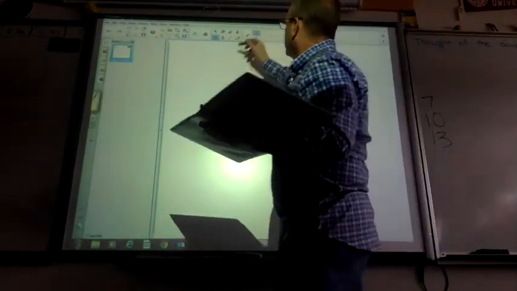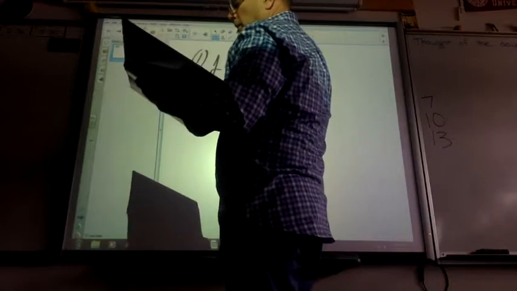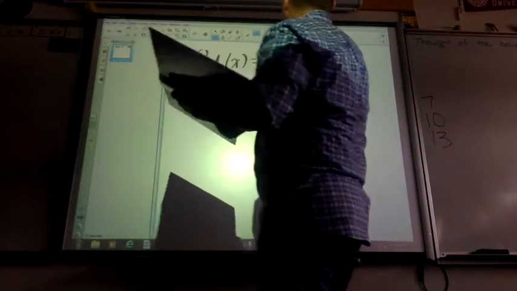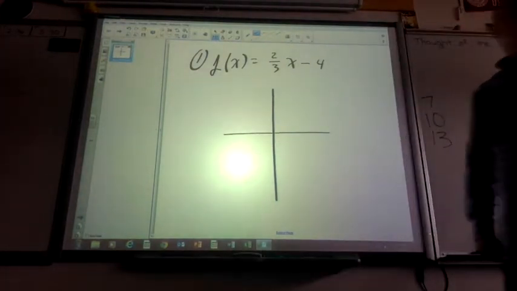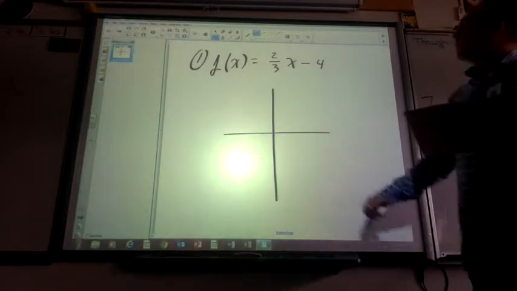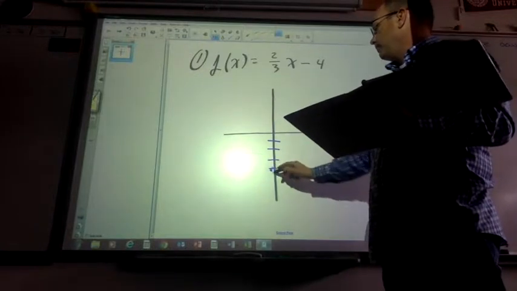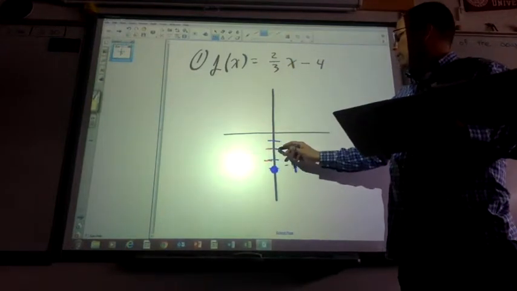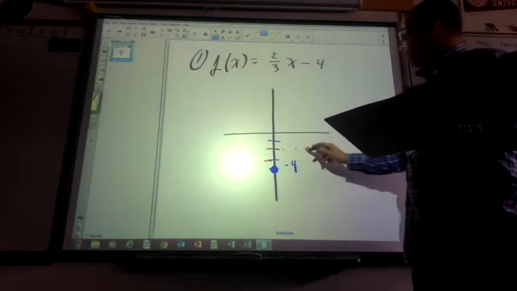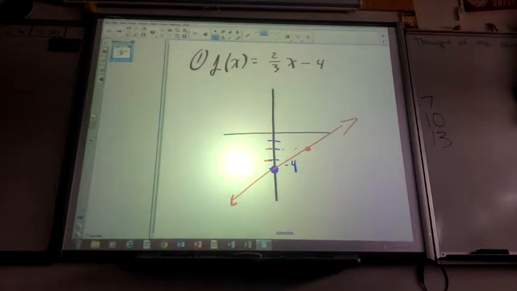So, let's see. Problem number 1, they want us to sketch this. Is this a straight line? Is it a quadratic, or is it exponential? That's linear. So, a straight line. My y-intercept's -4, right? And then my slope, I'm going to go up 2 and right 3. Makes a straight line. Okay? Nothing more to that. Problem number 2.